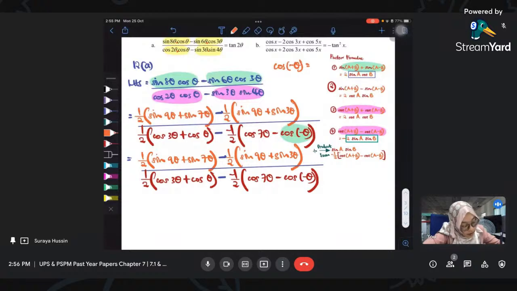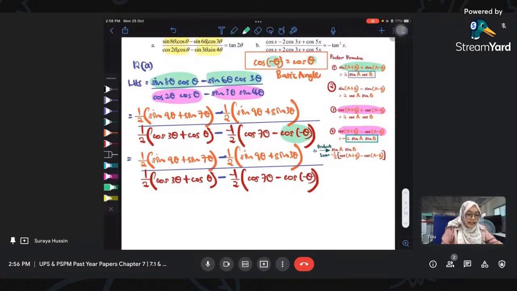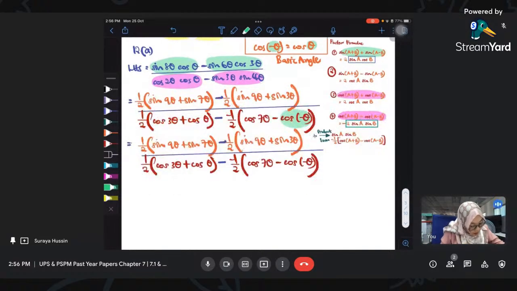Do you know that why? These are what we call as basic angle. Ini yang kita panggil sebagai basic angle. Okay, so basic angle you faham kalau sini ada negative theta, here automatically akan jadi positive theta. So here I delete this and it's gonna be positive theta.